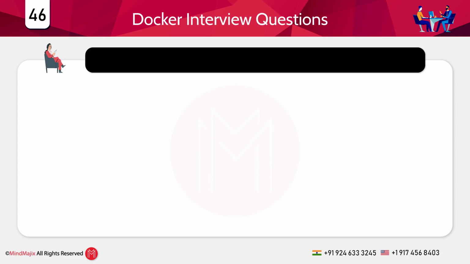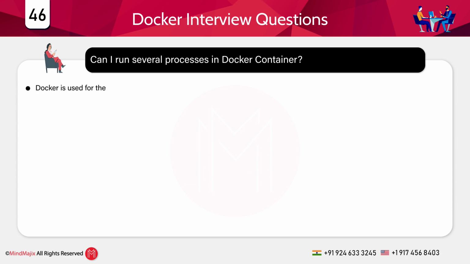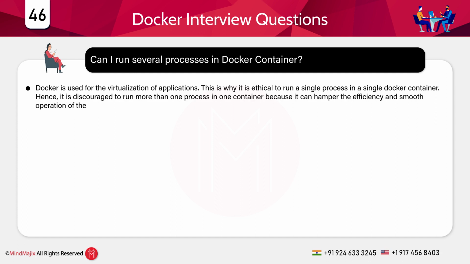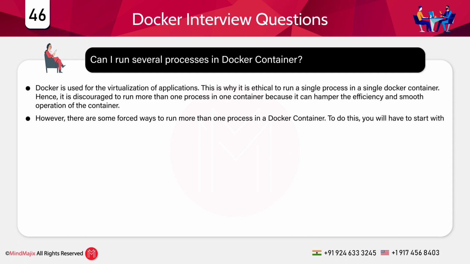The next question, can I run several processes in a Docker container? So the answer is Docker is used for the virtualization of the application. This is why it is ideal to run a single process in a Docker container. Hence, it is discouraged to run more than one process in one container because it can hamper the efficiency and smooth operation of the container. However, there are some forced ways to run more than one process in a Docker container. To do this, you will have to start by creating a Dockerfile that can begin with several processes.